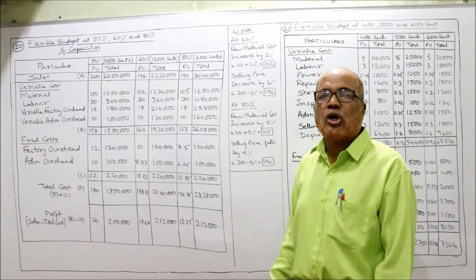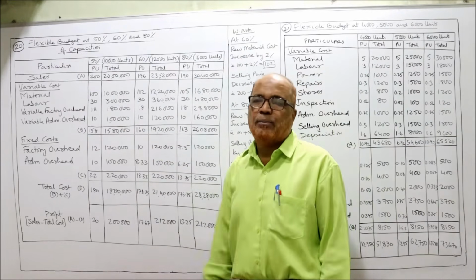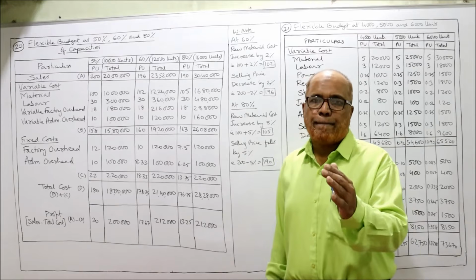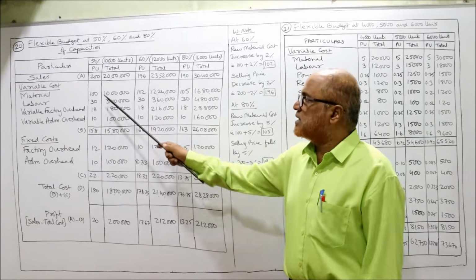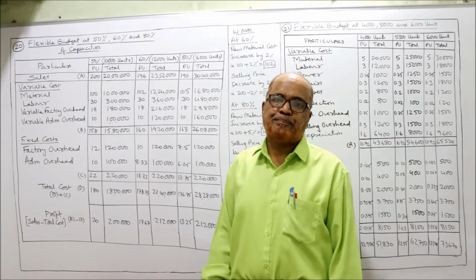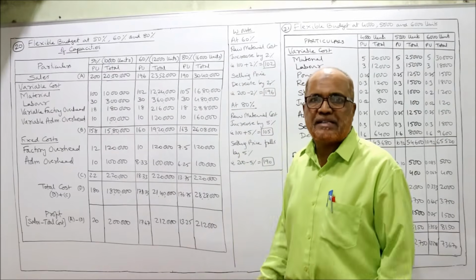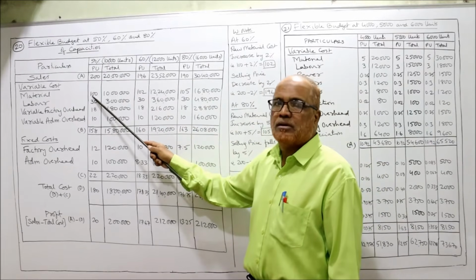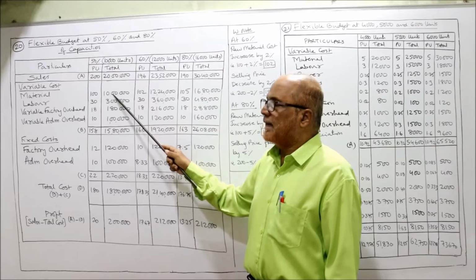Now I have to find out the cost. First I will take variable cost. Material. Material cost per unit is 100 rupees, given in the problem. 100 rupees per unit at present at 50%. So 100 into 10,000, 10 lakh.